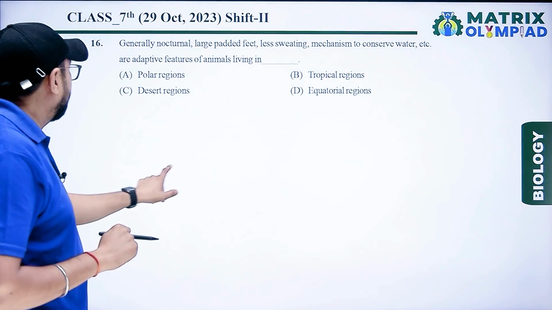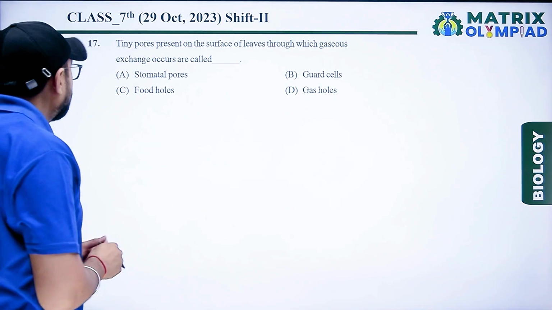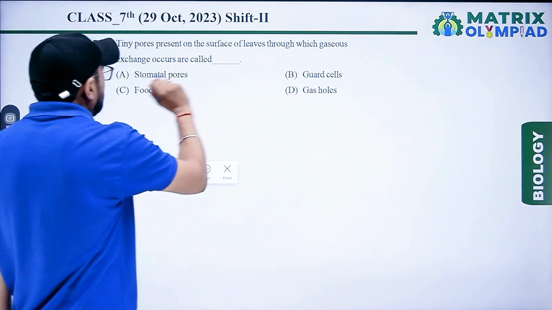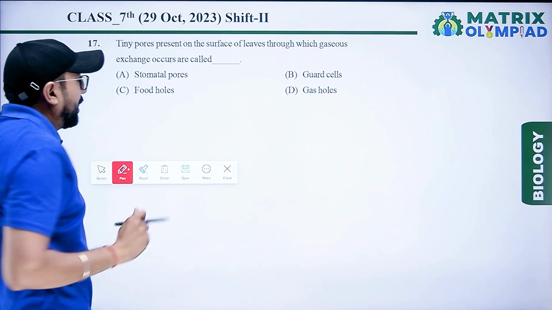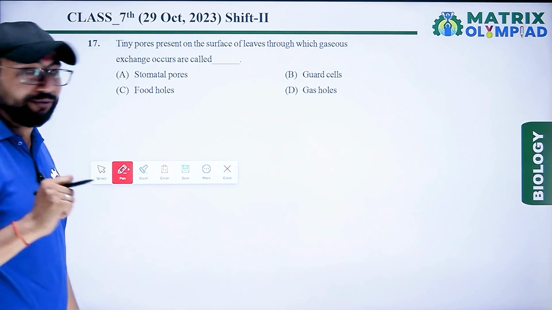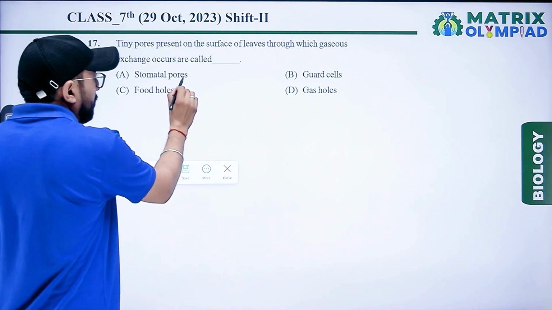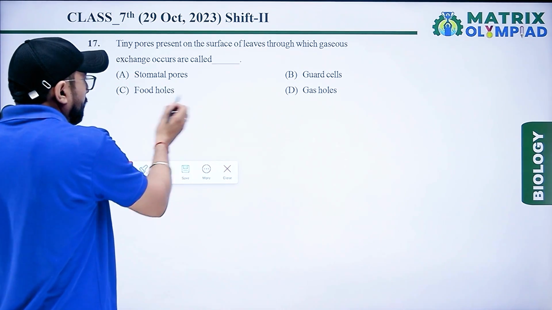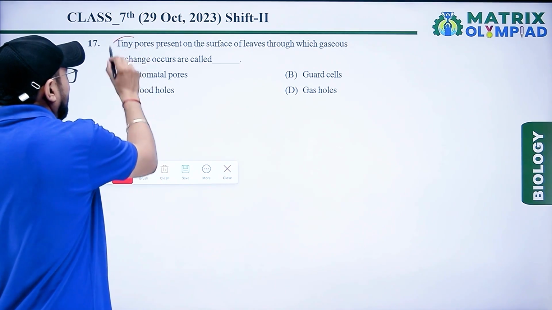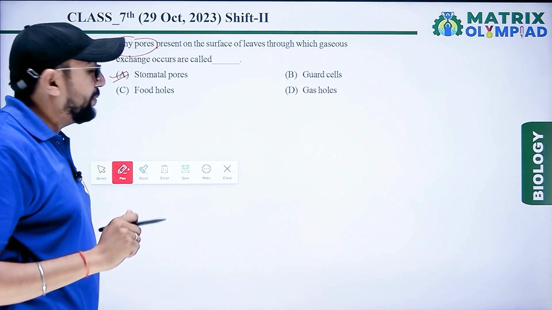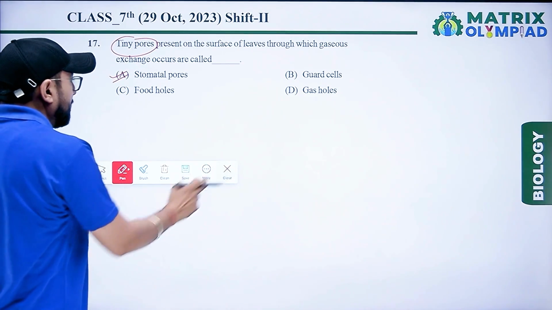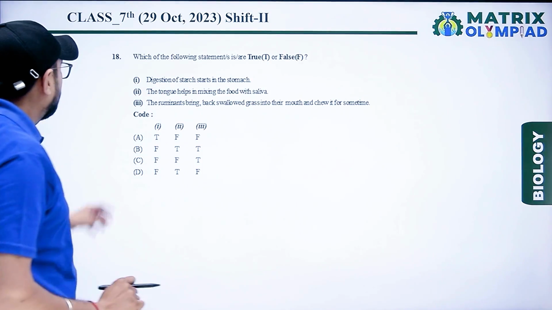Next one is tiny pores present on the surface of leaves through which gas exchange occurs are called. Tiny pores at the surface of leaf. Small pore, guard cell, food holes and gas holes. No. Stomatal pore is the tiny pore that helps in transpiration and gas exchange. Option A is the right for 17th.